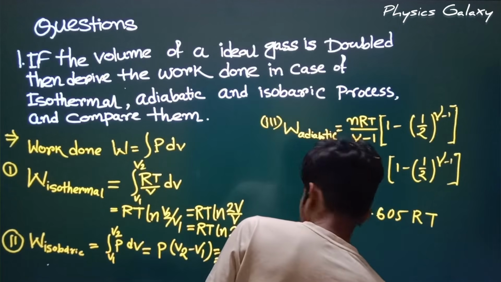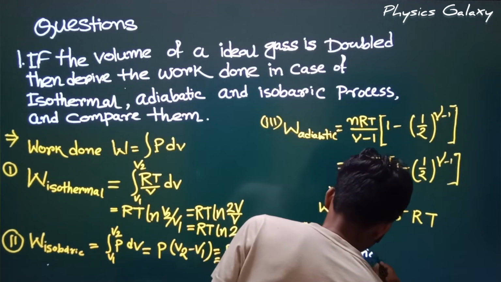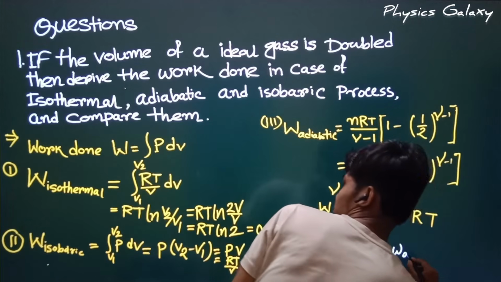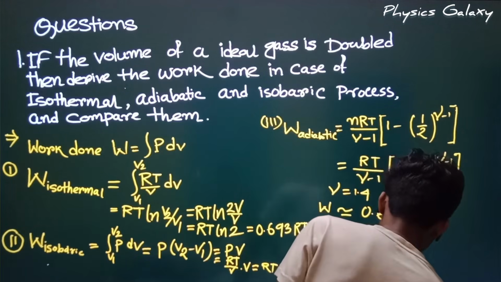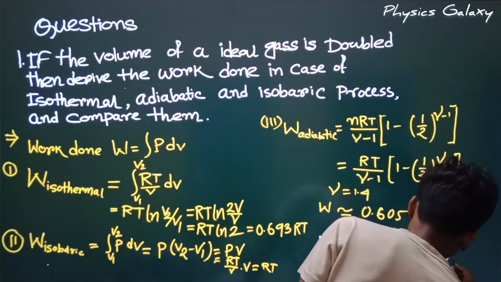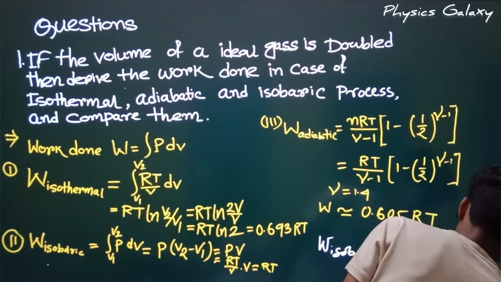W at isobaric is greater than W at isothermal, which is greater than W at adiabatic.